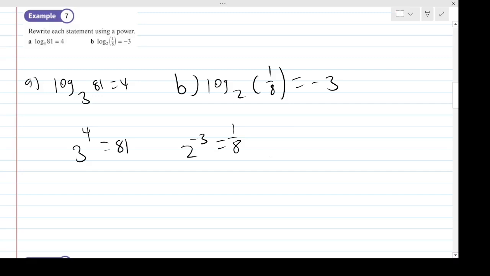So hopefully it made sense. And again, 2 to the minus 3, we can confirm it to ourselves if we use power laws. 2 to the minus 3 is 1 over 2 cubed. Well, 2 cubed is 8, so an eighth. And there we are. Okay, so that makes sense.